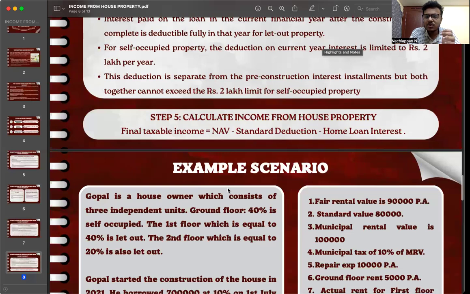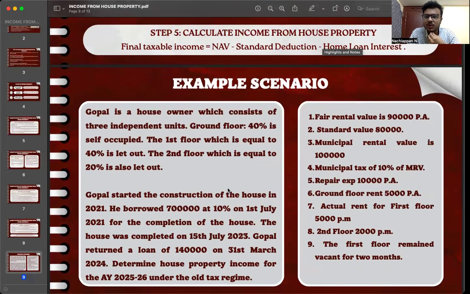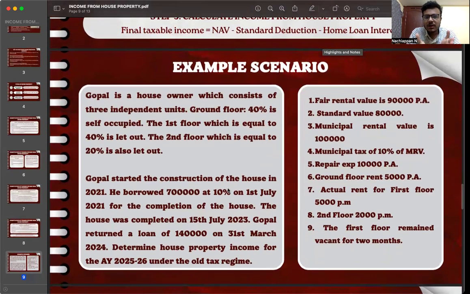Now that we have understood how to calculate the taxable income from house property, let us take an example and see. So here is the example. Gopal is a house owner and he has a house which consists of 3 independent units. Ground floor is equal to 40% of the value. First floor is again equal to 40% of the value. And the second floor is equal to 20%. Now the ground floor is self-occupied by Gopal and the first and second floor are given for rent.